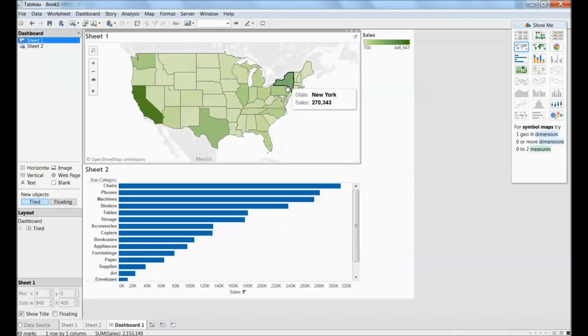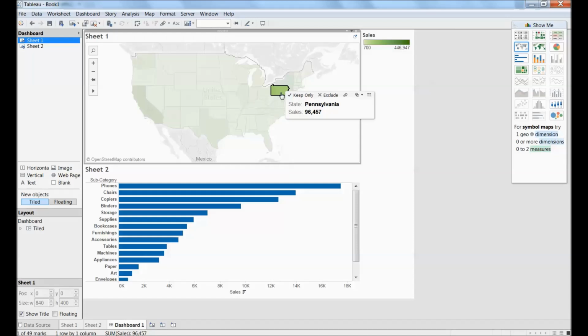And now, if I want to make any one of these components in my dashboard a filter, I can just select that and say, all right, well, show me what Pennsylvania's sales are for all those subcategories. So that's how simple it can be to work with Tableau. Don't be intimidated by a new piece of visualization software. This is super easy to use.